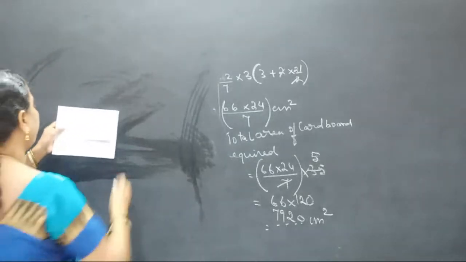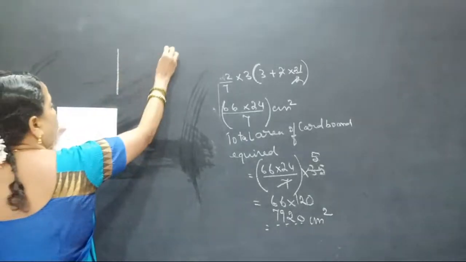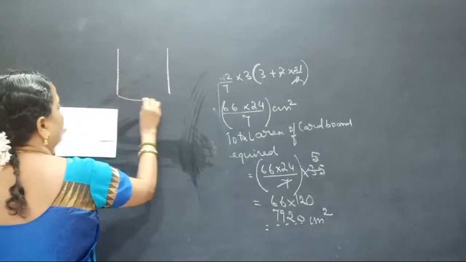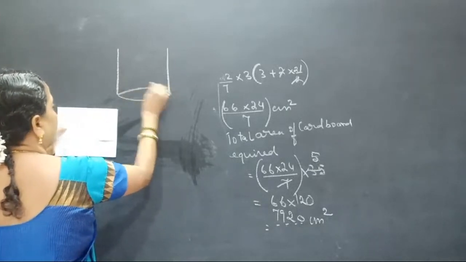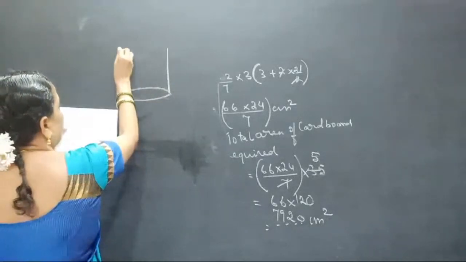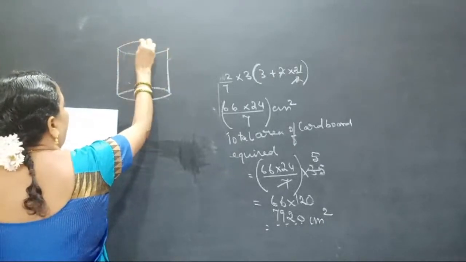The inner diameter of a circular well. So the well is in the shape of a cylindrical form like this.